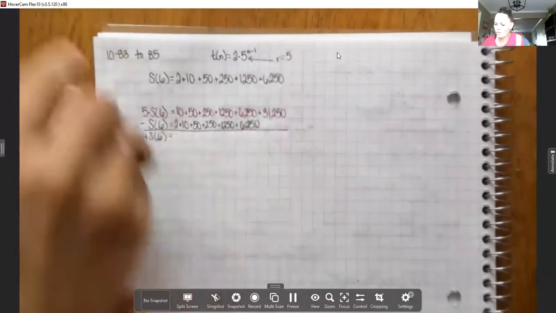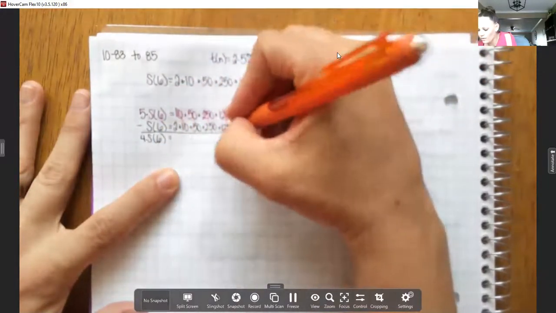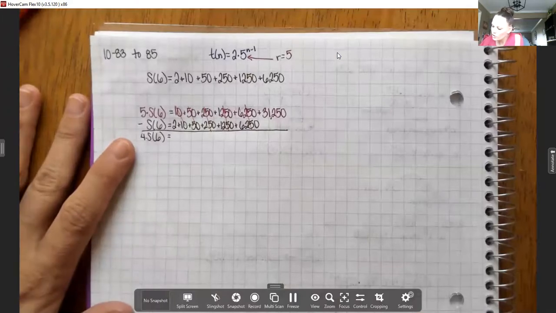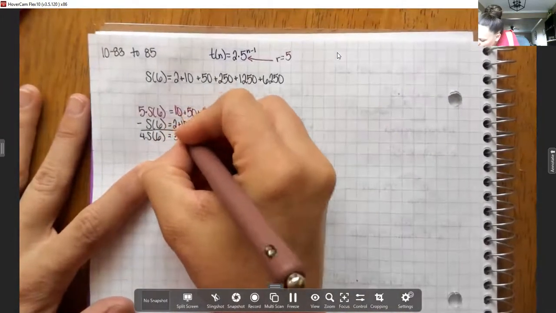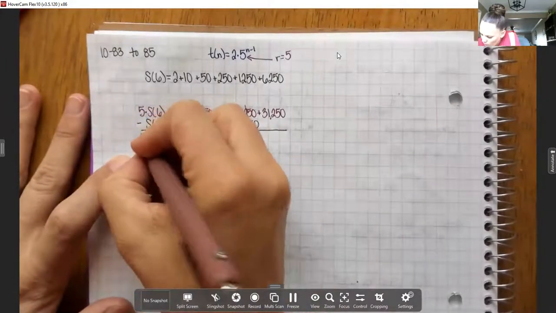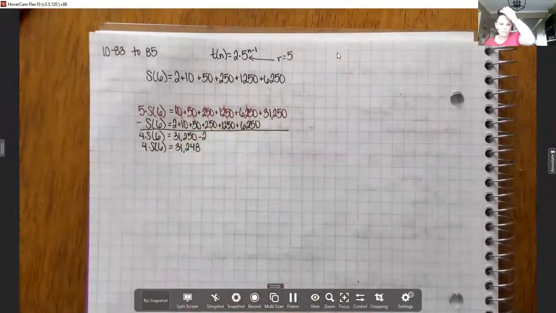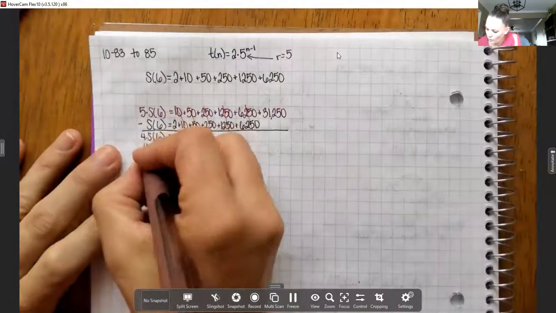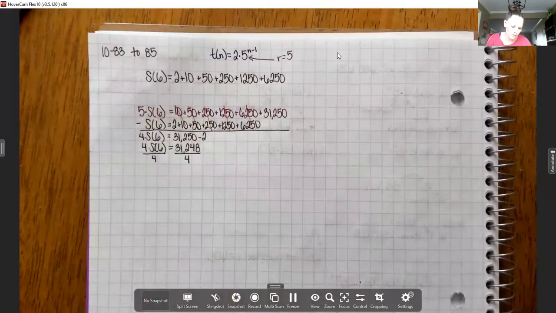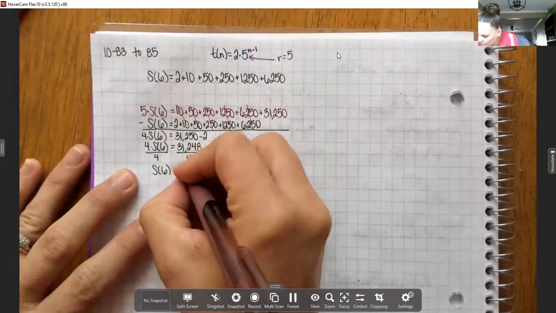The reason this works nicely is that we're subtracting. So 10 minus 10 goes away, 50 minus 50, 250, 1250, 6250. Those all zero out when you subtract them. So this becomes 31,250 minus 2. So 4 times S of 6 is 31,248. If I divide by 4, I get that S of 6 is 7,812.